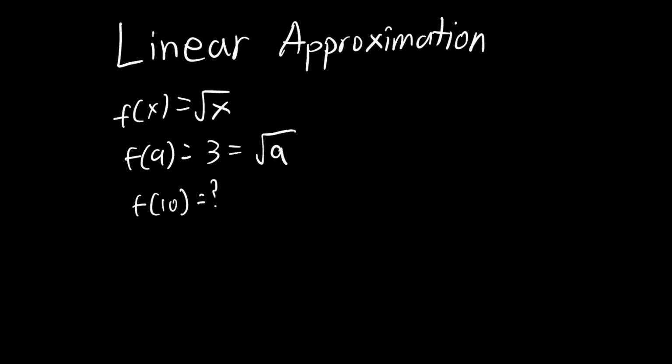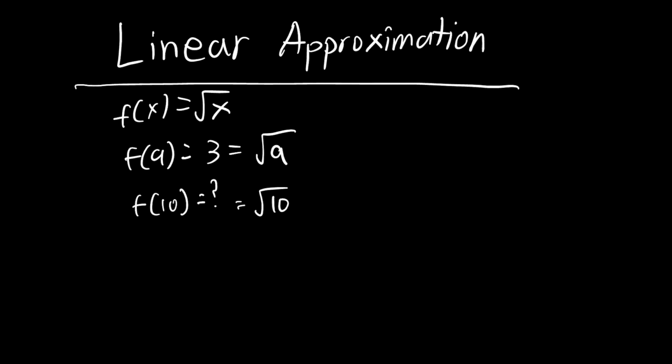Because f of 10, well, we don't really know what this is. The square root of 10, we don't exactly know how to define that, other than using the radical symbol itself. But this is a number. This is something point something something something. So how do we come up with a guess? This is what we're going to be discussing today, and it's the method of linear approximation.